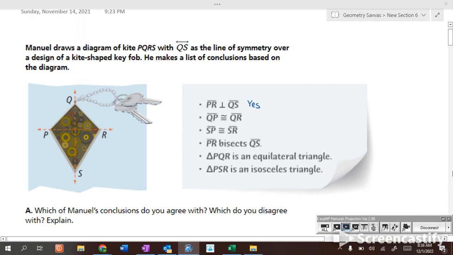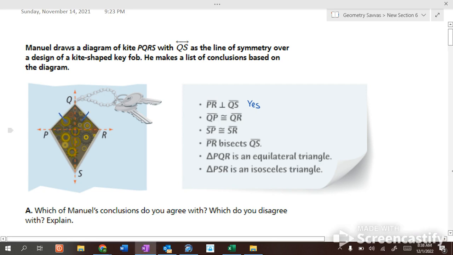Then, QP and QR, if you were building a kite, would you make those the same length? Yep. So these two are congruent. Are SP and SR congruent? Yep. Okay, so the definition of a kite is this.